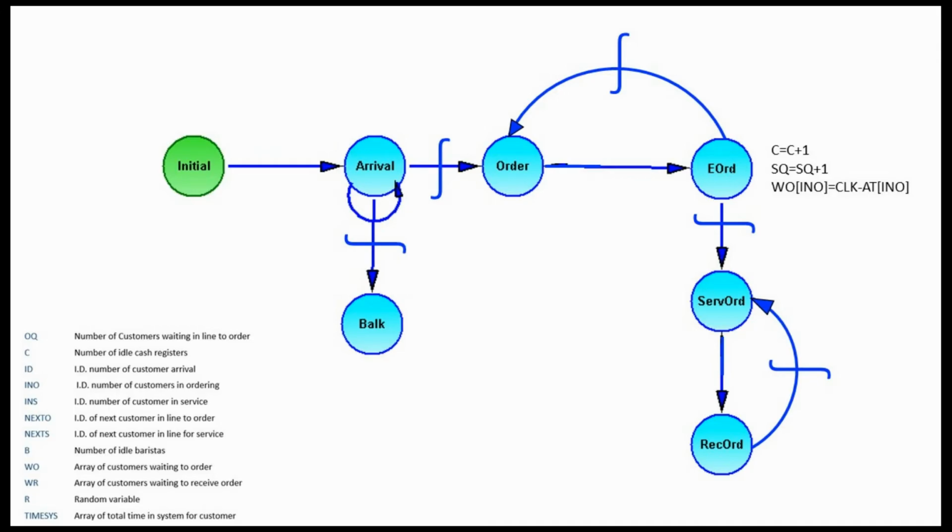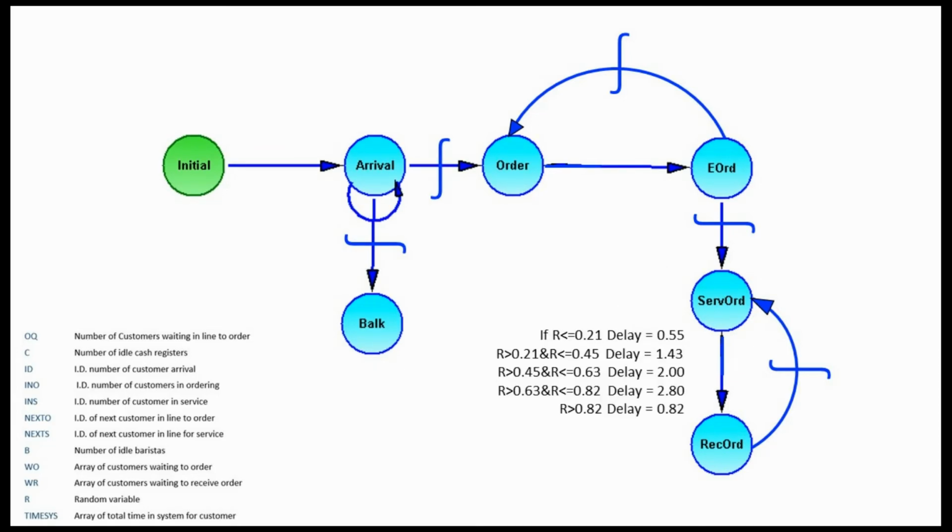The service order event is then triggered when there is a barista server open for service for the customer's order. This also triggers another order event to occur if there is someone in the order queue and there is a cashier server free. During the service order event, the number of open barista servers and the service queue are both decremented. The next customer to be serviced is incremented, and a random variable R is generated to determine the delay for the service time until order received. This R is also generated based off of observed data.